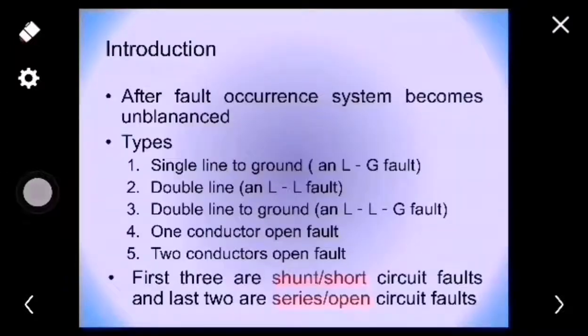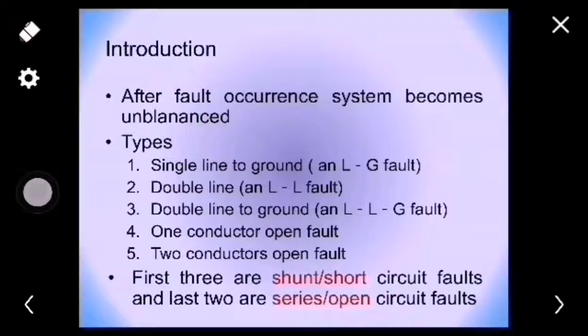Unsymmetrical faults can be classified broadly into two categories. One is shunt or short circuit fault and another is series or open circuit faults. Single line to ground fault, it means an LG fault. Double line fault, it means an LL fault. And double line to ground fault, an LLG fault. These three faults are known as shunt or short circuit faults. Fourth one, one conductor open fault, and fifth, two conductors open fault. These two faults, 4 and 5, pertain to the category of series or open circuit faults.